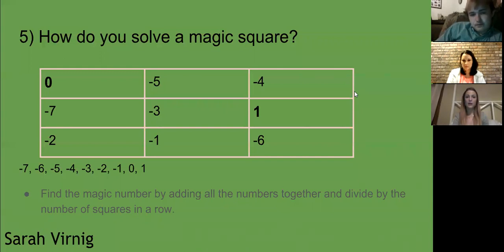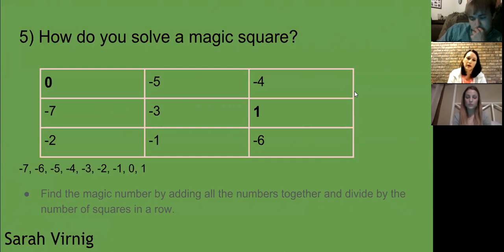How do you solve a magic square? Okay, to solve the magic square, we first need to find what our magic sum will be. To find the magic sum, you take all the numbers and add them together. The numbers we were given are mainly negative, so make sure when you add them that you carry the negative sign with it, because you're going to get a total of negative 28, and then with that positive one, we'll make it a negative 27.